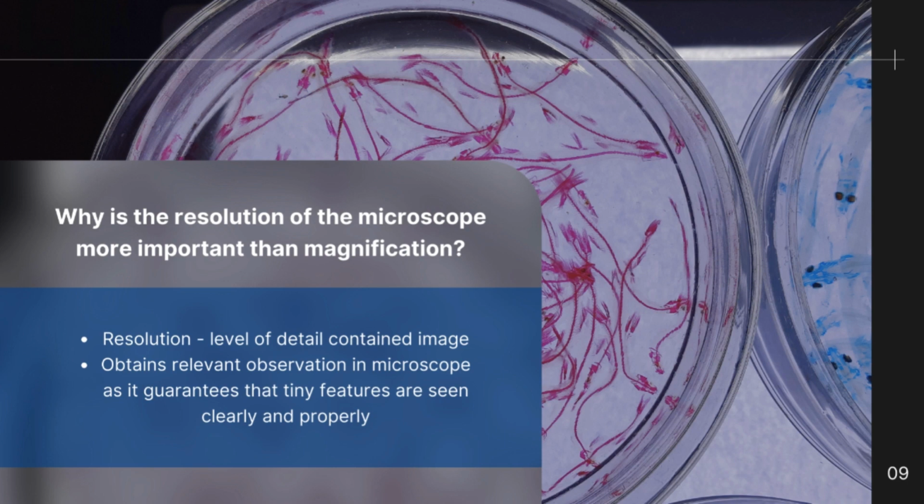Resolution refers to the level of detail contained in an image. It also refers to the capacity of a microscope to identify two objects that are narrowly spaced apart as distinct entities. While magnification is important to see what we're looking at under the microscope in an enlarged manner, it would be hard to accurately observe and analyze the specimen if it appears blurry and lacking in detail since the resolution is poor. Therefore, resolution is more crucial than magnification for obtaining relevant observations in microscopy since it guarantees that tiny features are seen clearly and properly.